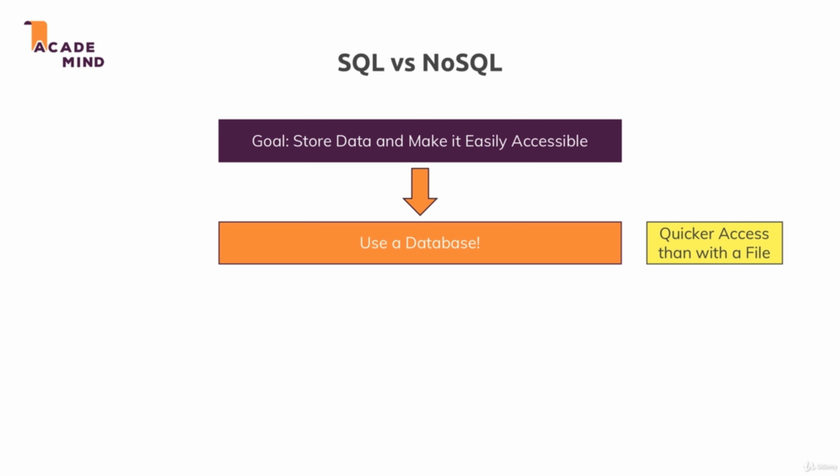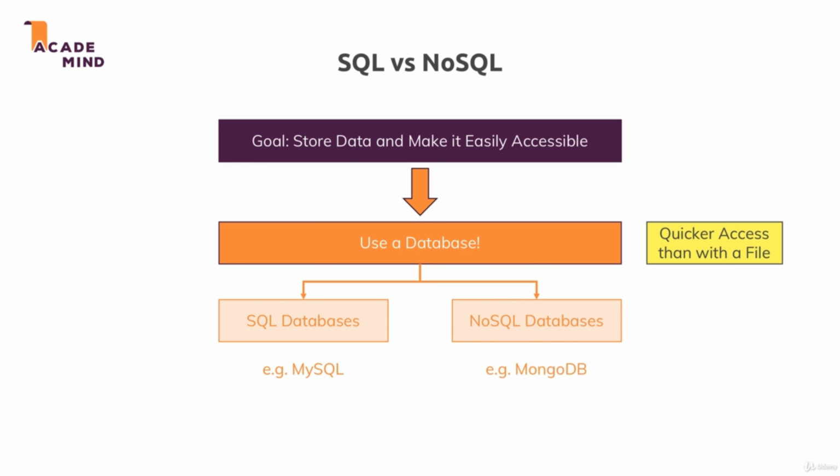It also helps us with things like we don't have to read the entire file to just find one piece of information. Now, as I mentioned, we can opt for a SQL-based database. MySQL would be an example database engine that you can use, or a NoSQL database. And there, MongoDB is one of the most prominent and well-known alternatives.